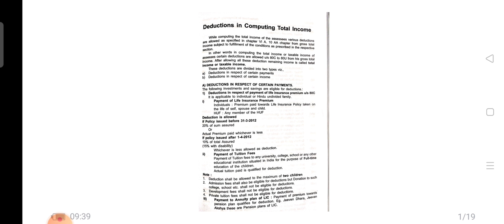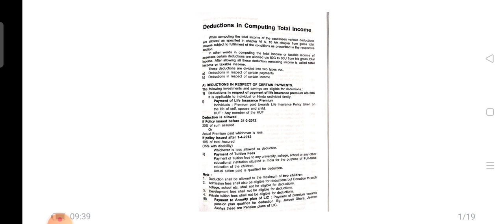So the first deduction is payment of life insurance premium. If anybody is paying a life insurance premium on their own life, on children's life, or on the life of the spouse, it is allowed as a deduction under section 80C. But if anybody has taken life insurance on parents' life, this is not applicable. Similarly, 80C is applicable for the Hindu undivided family as well as for individuals.